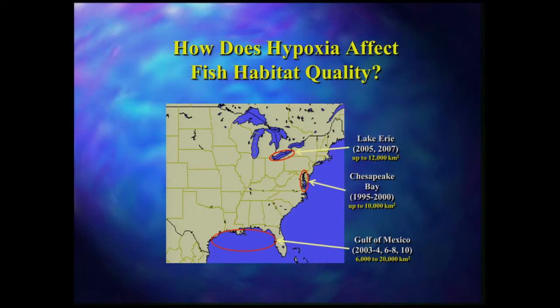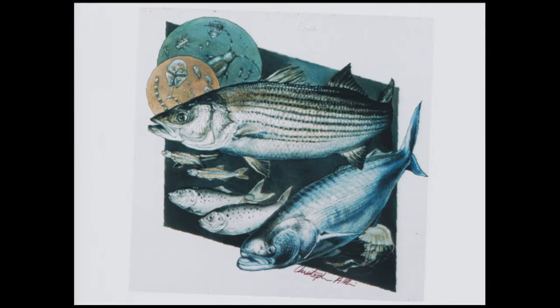And I'm going to look particularly at how hypoxia affects fish habitat quality, and I'm going to be focusing on the Chesapeake Bay and the Gulf of Mexico. The fish I'm looking at are striped bass, the same species that's found in the delta here, bluefish, and then two of their major prey, bay anchovy and menhaden.